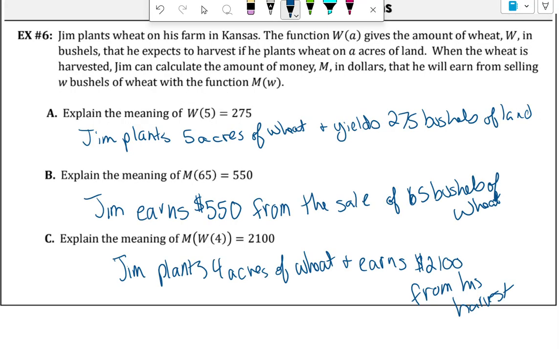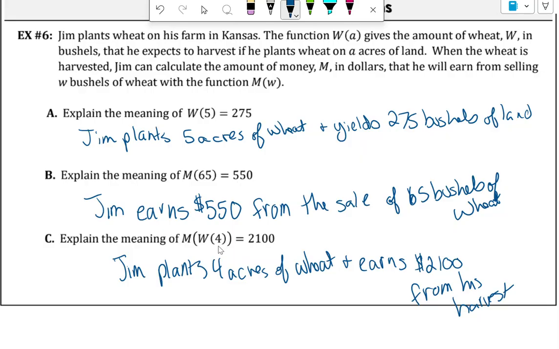So if we look at it, there's actually two functions happening. One is w of a and the other one is m of w. The w is the amount of wheat expected to harvest with acres, and m is the money that he intends to make. So we have to make sure that you are plugging into the right one. This one has to do with the amount of wheat. So he would have 5 acres, which would yield 275 bushels. This one is with money. If he has 65 bushels, he would yield $550.